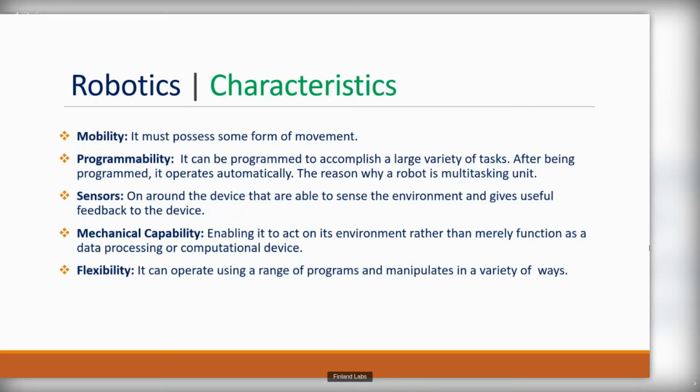Now coming to the features or characteristics which a robot should have. Okay, the first one is mobility. It should possess some form of movement. It should have mobility, which is a very important part of a robot. So it should have some kind of mobility. Second one, programmability. It can be programmed to accomplish a large variety of tasks. After being programmed, it operates automatically. That is the reason why a robot is a multitasking unit.